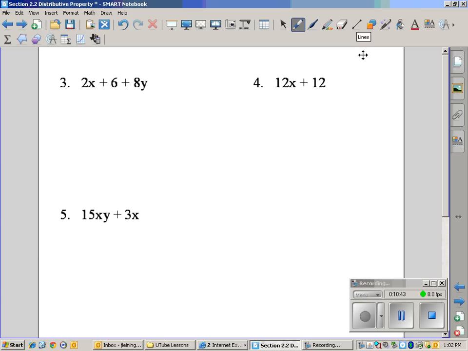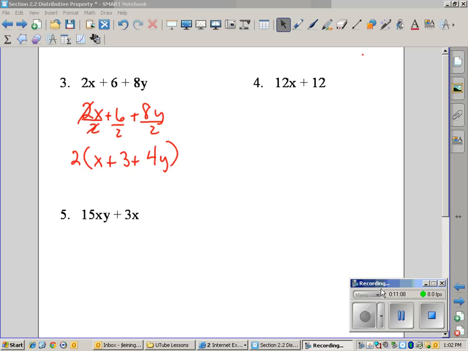Got a couple more reverse distribution ones. It's kind of interesting. Can you think of anything that these 3 pieces have in common that I can divide out? I'm thinking of 2. So we take the 2 to the outside. What's left on the inside is x plus 3 plus 4y. Okay, so I'd like you to try number 4 and number 5 on your own, and we'll discuss those.